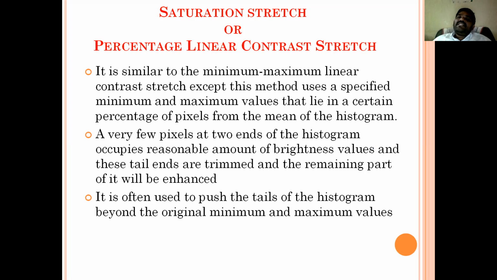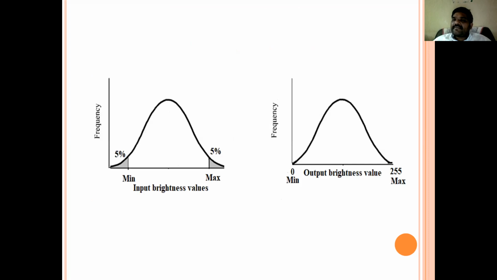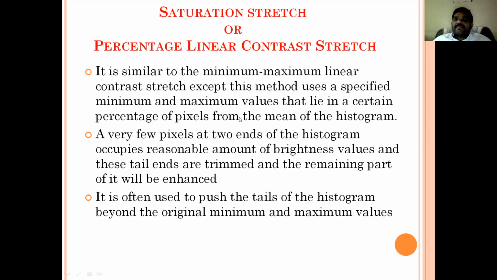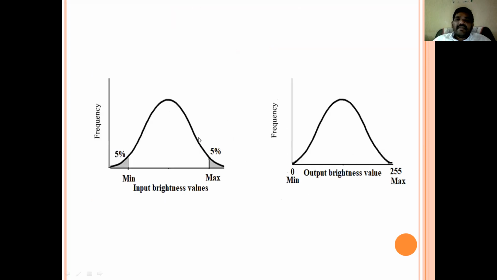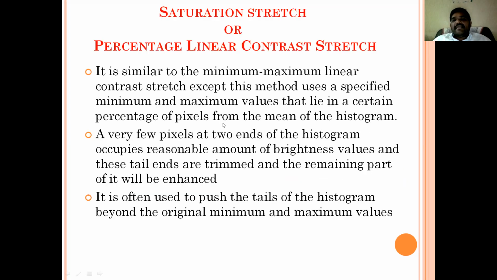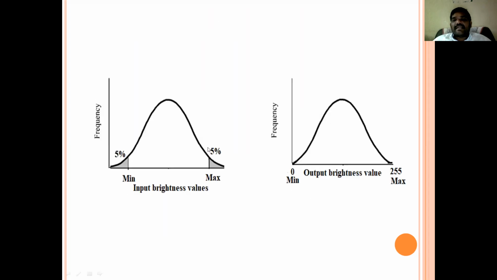This method uses specified minimum and maximum values that lie in a certain percentage of pixels from the mean of the histogram. That means this method specifies the minimum and maximum values that lie in a certain percentage of pixels.